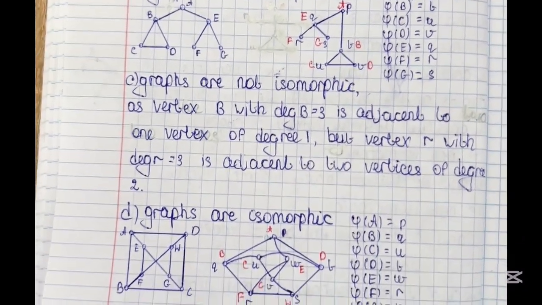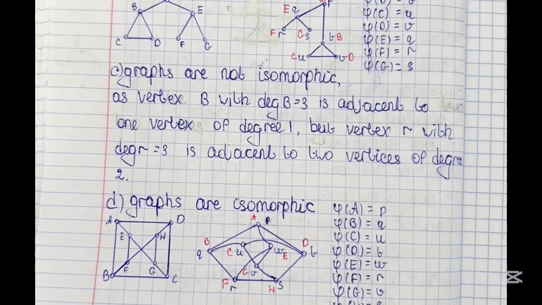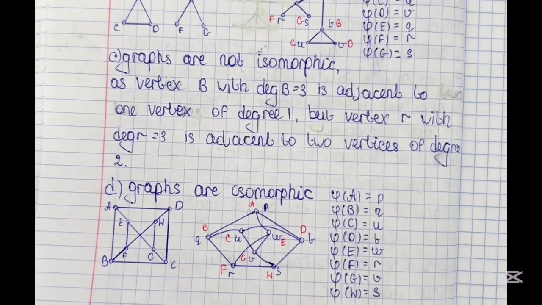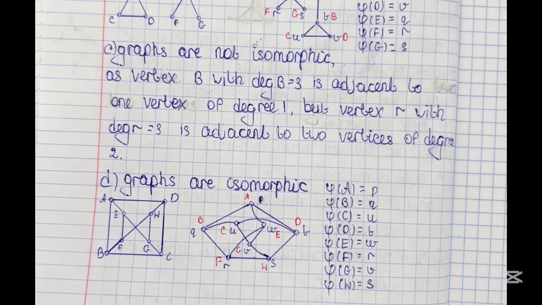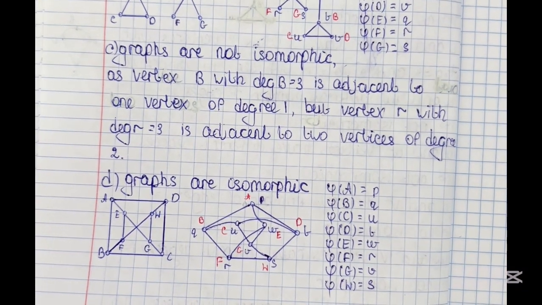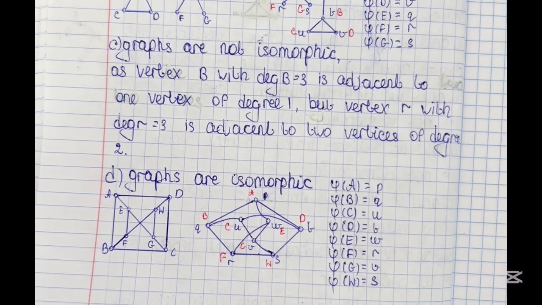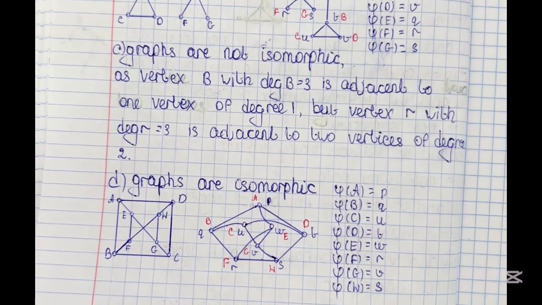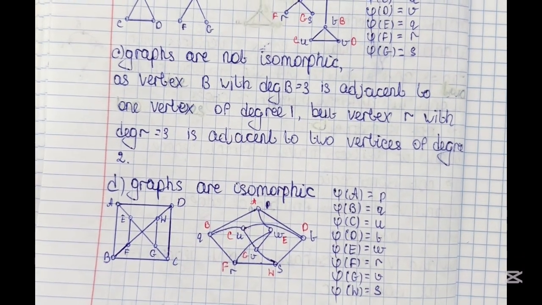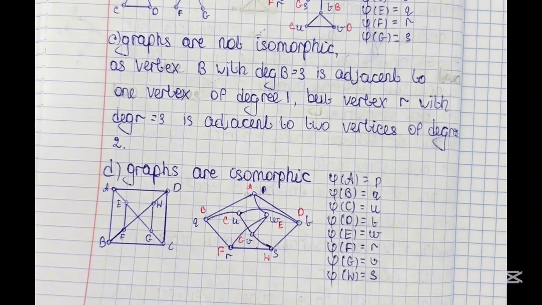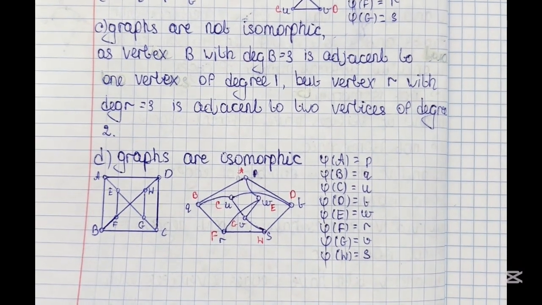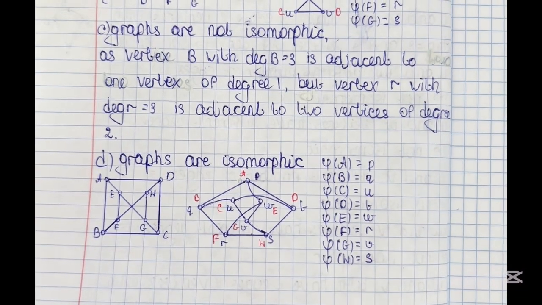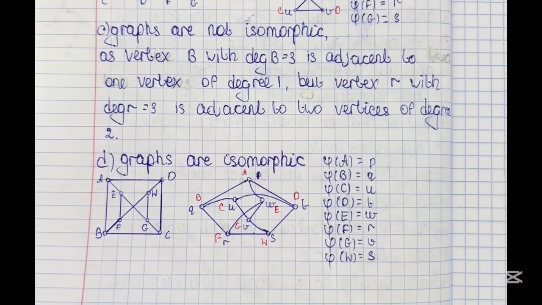So again, in the C part, we have the same situation as in A, because these graphs are not isomorphic, because in the first graph, vertex B, which has a degree 3, is adjacent to one vertex with degree 1 and one vertex with degree 2, but vertex R with degree 3 is adjacent to two vertices of degree 2. That's why these graphs are not isomorphic. And in D part, these graphs again are isomorphic, and here we have the same solution as in B part, so I won't explain it for the second time.